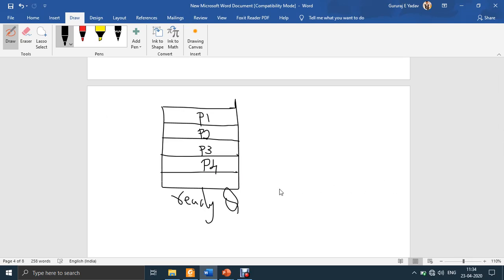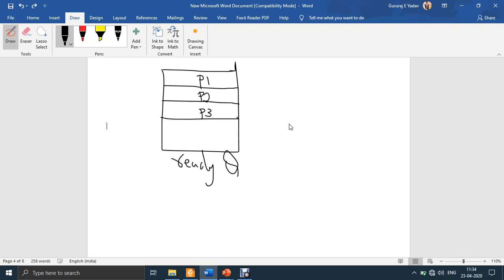Are you getting this? This is what the ready queue will look like at 2 milliseconds, with 4 processes. Hope you are getting this. Now initially I will consider that only 3 processes are there in the ready queue at time 0. So I'll start with time 0.